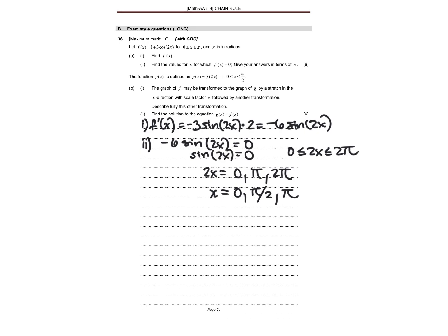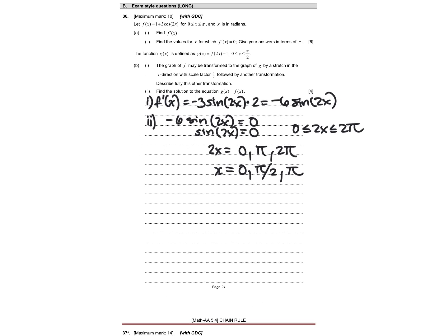Now find, the function g is that. The graph of f can be transformed to the graph of g. So f to g by a stretch in the x direction with scale factor 1/2. So that's this one, followed by another transformation. So that is going down 1 in the y direction. Describe fully this other transformation. So it's a vertical translation down 1, okay?